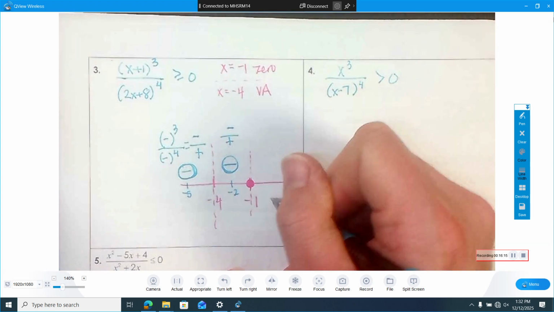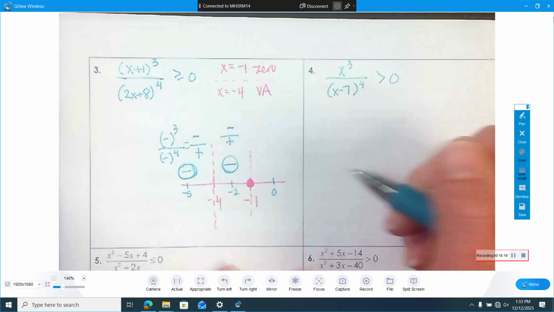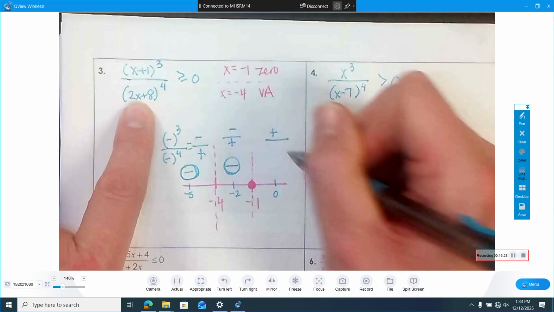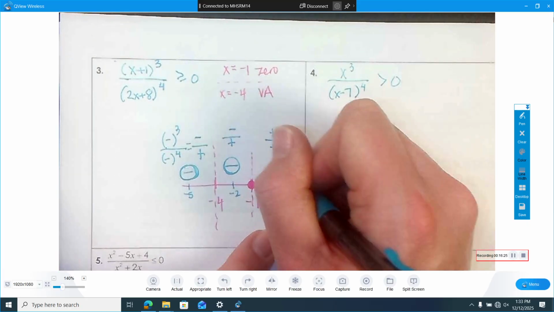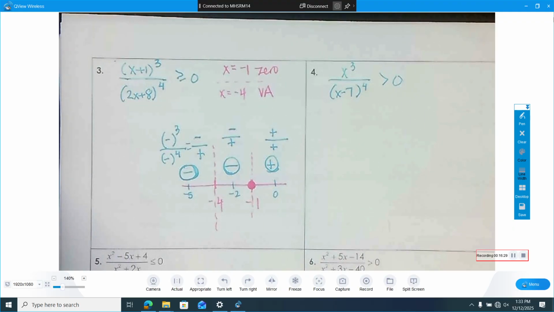And then what's to the right of -1? 0. All right, with a 0, we get a positive value on top and a positive value on the bottom, which means positive overall.